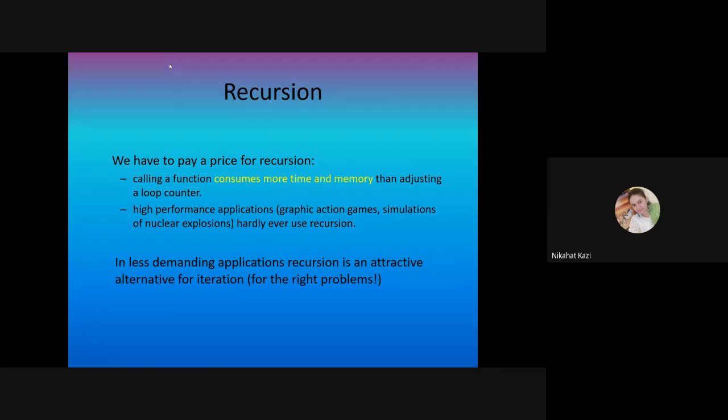Okay. If you write an iterative version of it, a loop, then you're running in the same memory. You're just adjusting the counter, incrementing or decrementing it. That is what you're doing. Because of this reason, high performance applications hardly ever use recursion. In games and simulations of nuclear explosions, where there are lots of computations, recursion is avoided. In less demanding applications, recursion is an alternative to iteration.